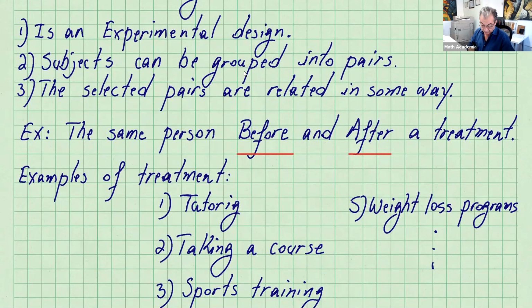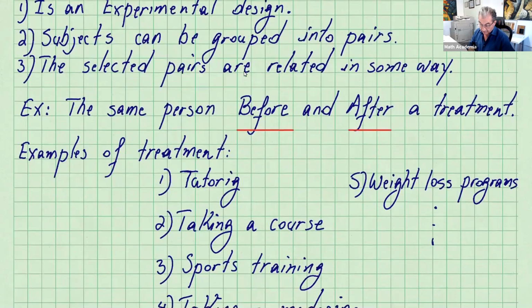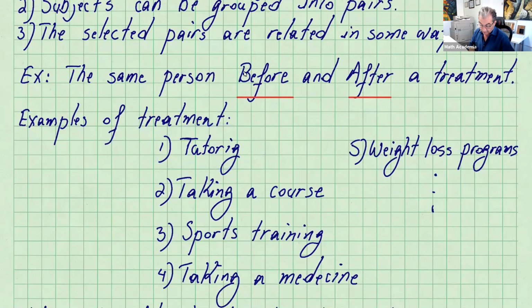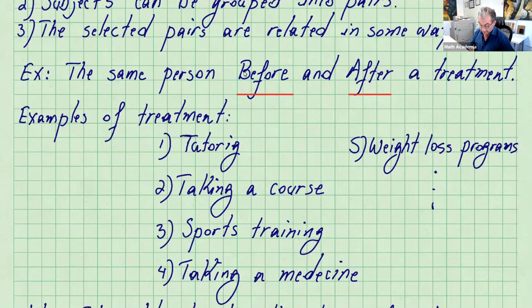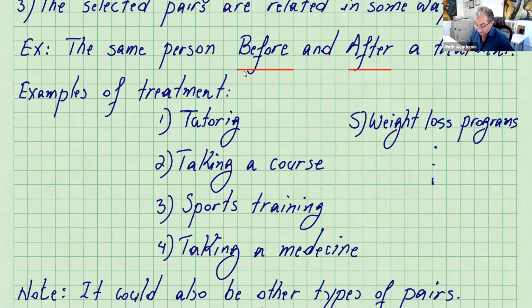What is a treatment? Examples of treatment, it could be tutoring. We want to know how effective tutoring is for students. Taking a course, so we want to know what happens before and after the course, if the course is effective or students learn in that course. Sports training, taking a medicine, or weight loss programs. So all these are treatments and these are experimental designs.